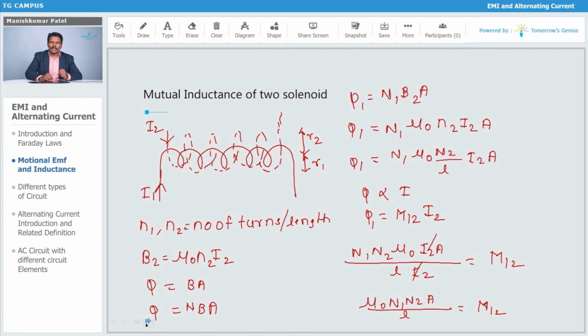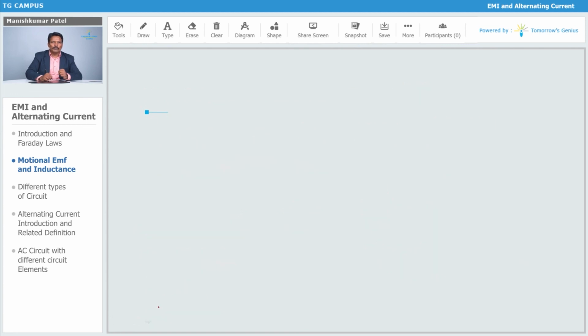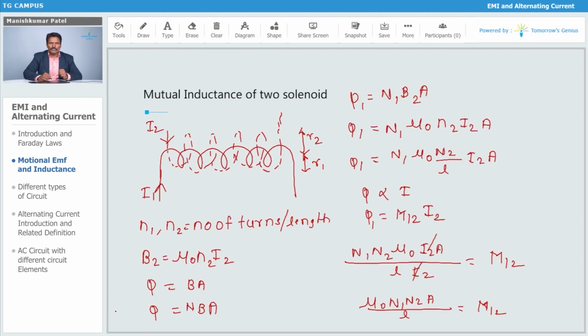So basically, what does it depend on? This mutual inductance depends mainly on the number of turns N1 and N2. Again it depends on the common cross-sectional area, and it is inversely proportional to the length. So these are the various factors. Again, the orientation matters: how the two solenoids are kept, that is also important for this case.